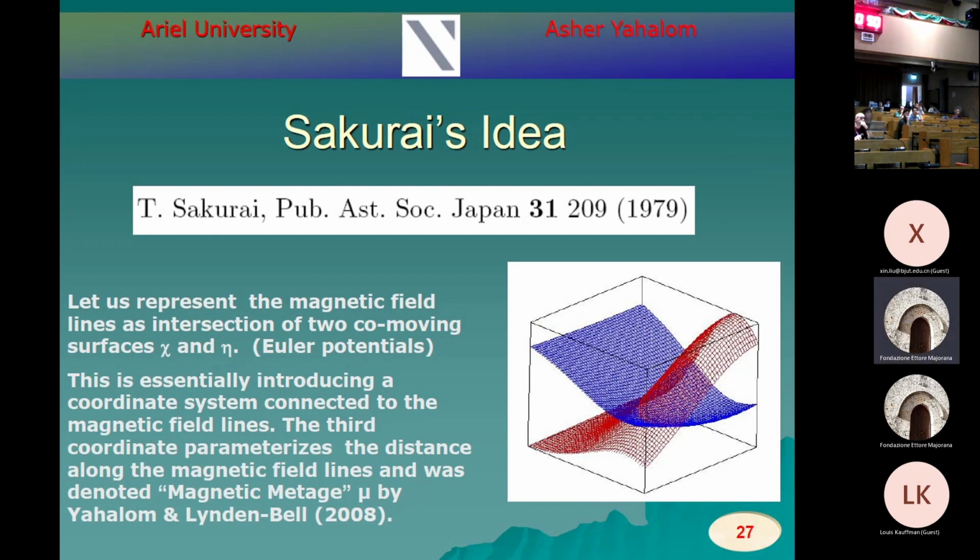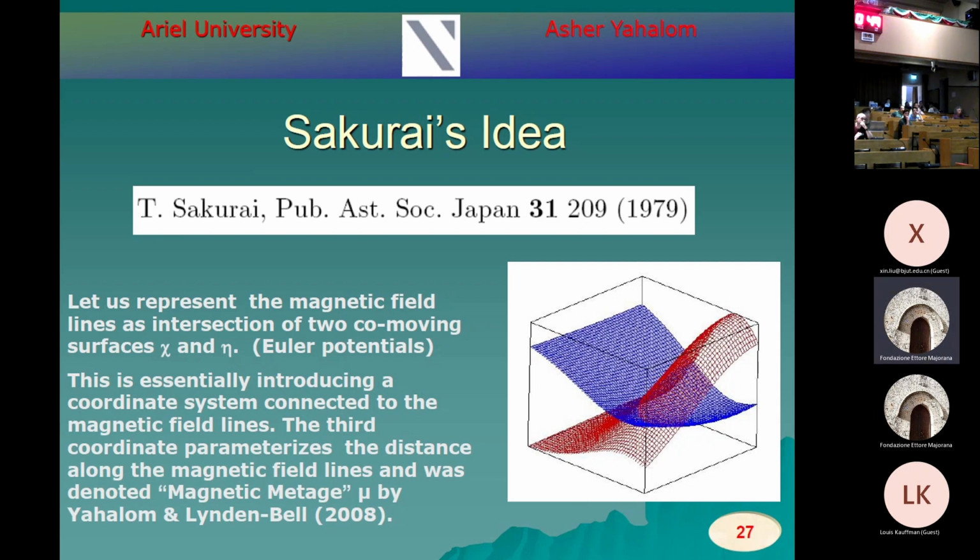Now, the idea here is to look at magnetic field lines as an intersection of two surfaces. And this is, of course, restrictive because it means that the magnetic field lines move on surfaces. They can cover the surface, but they cannot cover a volume. So this is a very special kind of topology.